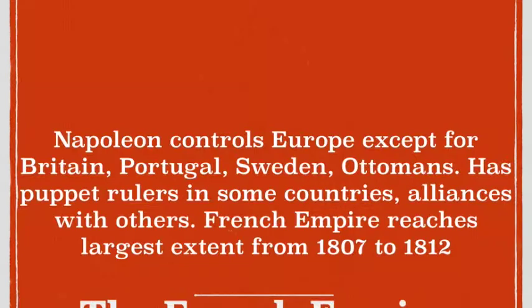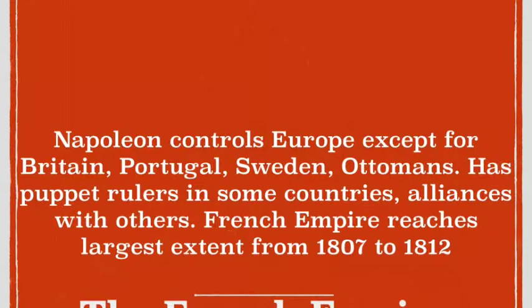All right, the French Empire. Napoleon controls Europe, basically all of Europe, except for Britain, Portugal, and Sweden. He's been trying to get to Portugal, and he conquers Spain to do it. Sweden continues to fight, and the Ottomans continue to fight. He has puppet rulers in some countries. Some countries he puts his brothers on the throne. He makes his brother the Duke of Warsaw. He makes his other brother the King of Spain. He marries his sisters into the ruling families of Europe. He is playing the monarchy game like a champion.